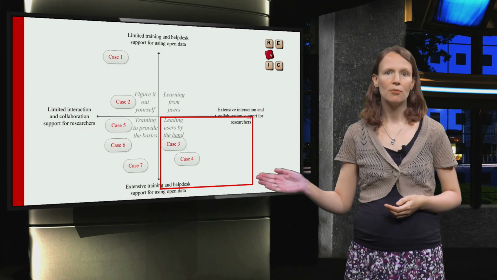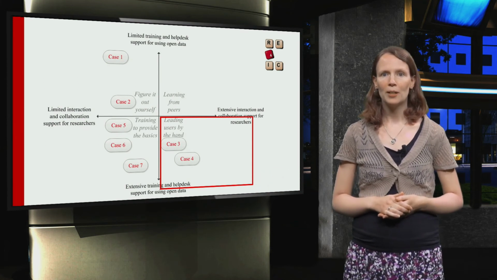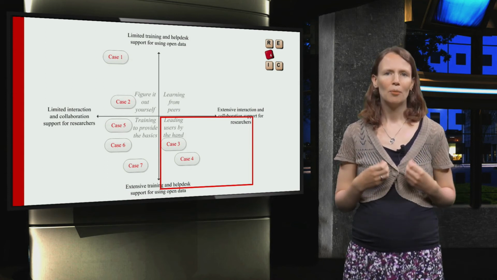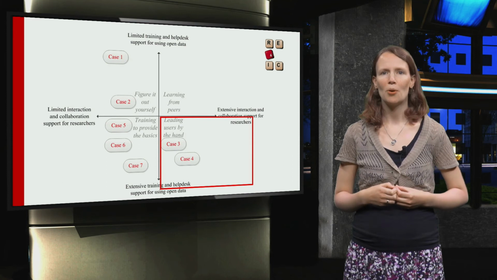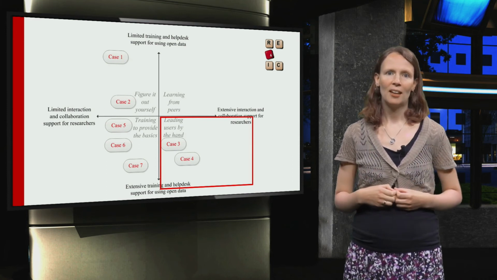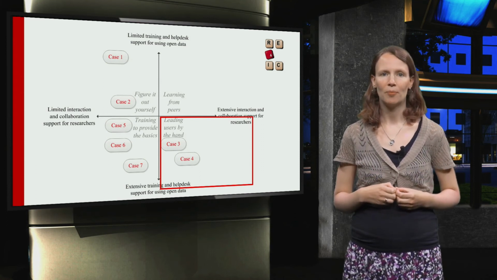Second, in cases 3 and 4, we found the model of leading users by the hand. Compared to the figure it out yourself model, this is the other side of the coin. Much collaboration support for the use of open data through VREs is offered, and extensive training in and training-related support for using open research data are given.